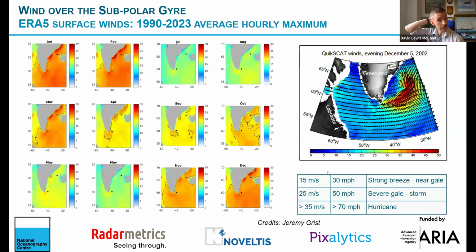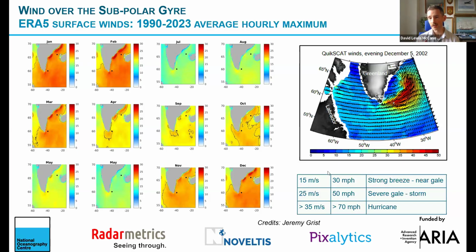We have a similar story with the winds. So the winds around this region are, well, they're borderline terrifying. So this is an ERA5 analysis that Jeremy Grist, as part of our project, has done, looking at the average hourly maximum wind all the way from the 1990s to the present day. Each of these subplots is by month, and you can see that the average hourly maximums are way up in the 20-30 meters per second for much of the winter. And for reference, 20 to 30 meters per second is beyond a gale, severe gales to storms.